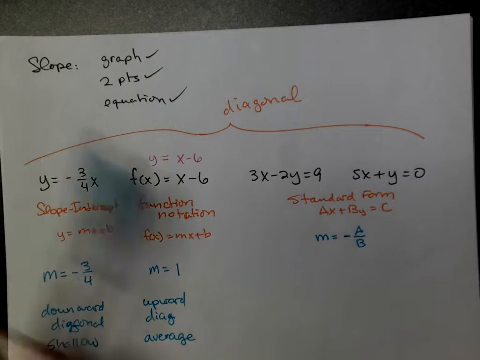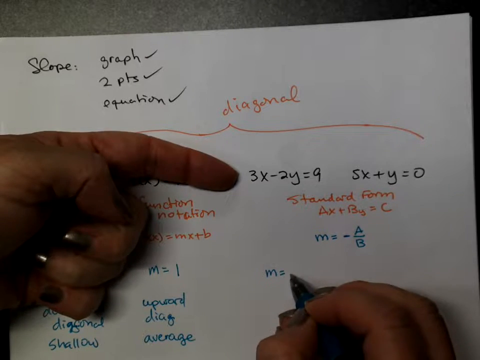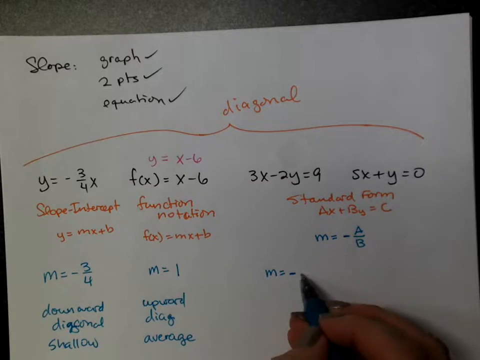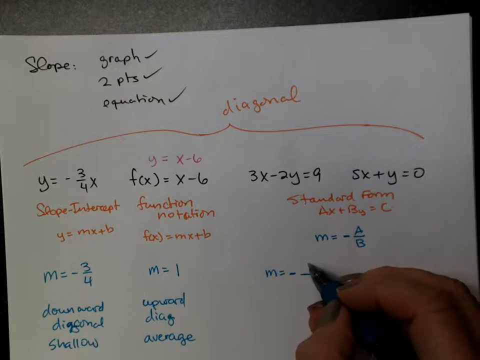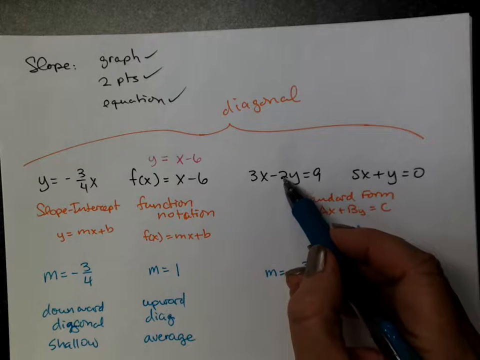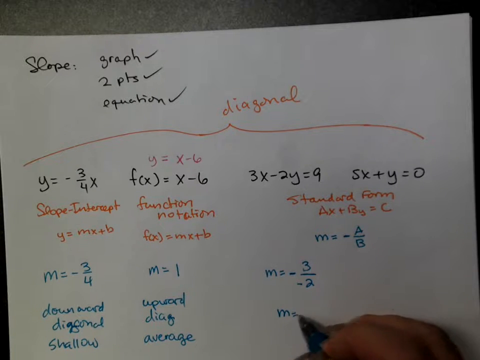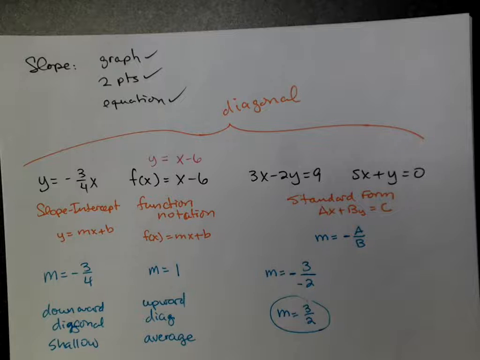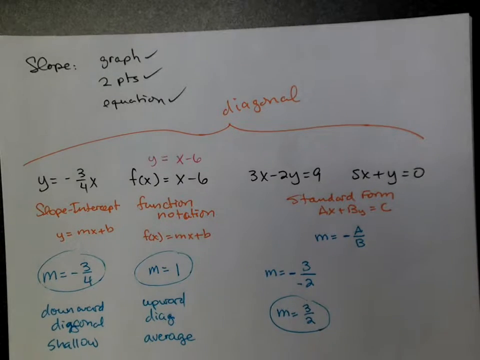But using the formula, for this one, I do m equals, and I automatically draw a negative sign and a fraction bar. And then what's my A? And what's my B? Negative 2. Be very careful about that. So my slope is, okay, and because the negatives canceled out.